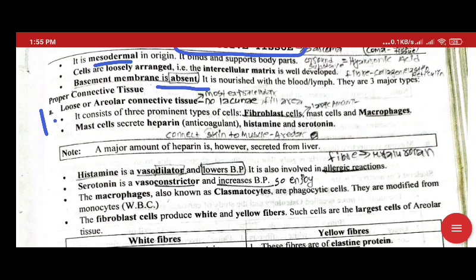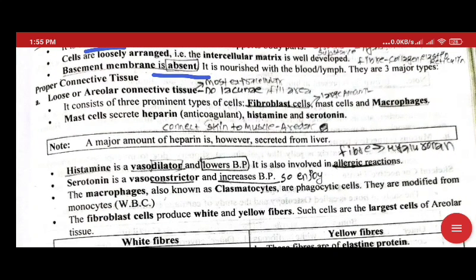Areolar. Now in areolar we should know that it is the most abundant material present. In this, no lacuna is present, and it has macrophages. Macrophages eat the external particles. It has also got fibroblast cells, which secrete fiber.